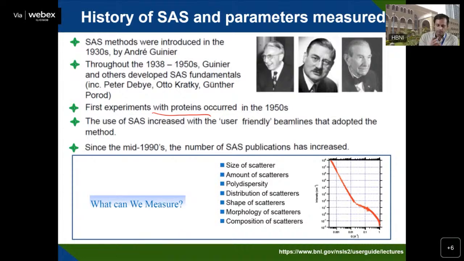So the protein structure was first analyzed in 1950, but the use of SAXS increased with user-friendly, high energy beam lines once they were developed. Only then did it become more popular. In the mid-90s, the number of publications on small angle scattering increased. So it mostly got popularized during the 1990s.